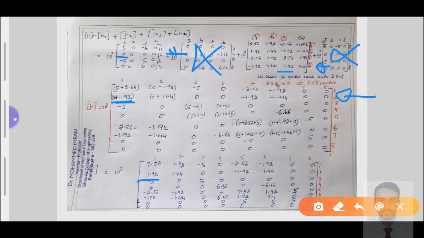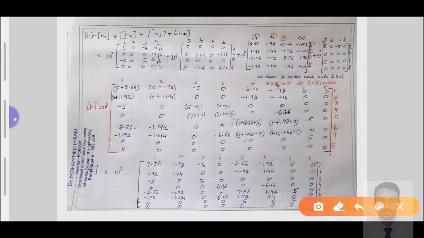Second row, second column: 0, and here we have 1.44. 0 plus 1.44, so second row, second column is 1.44. Second row, third column: we don't have any values of the third column here, so 0. Second row, fourth column: 0. Similarly, second row, fifth column: we have minus 1.92 and minus 1.44. Second row, sixth, seventh and eighth columns: we don't have them, so 0, 0 we have taken.